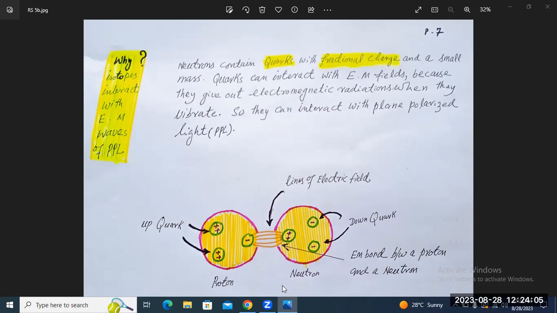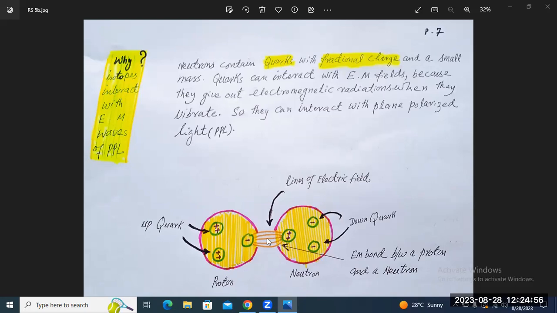So you can see here proton and neutron. Here, this is the neutron. It contains the quarks. This is called an up quark. This is called a down quark. This is called a down quark. This is called an up quark. Additionally, we can see here the lines of electric field between this up quark and this down quark. This is proton, this is neutron. So proton and neutron in the nucleus are held together through this electromagnetic bond. This is actually the electromagnetic bond between neutron and proton.